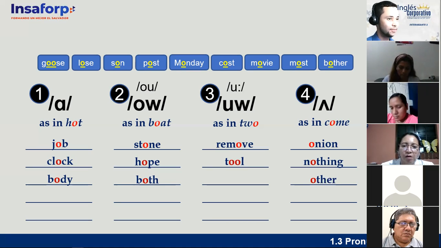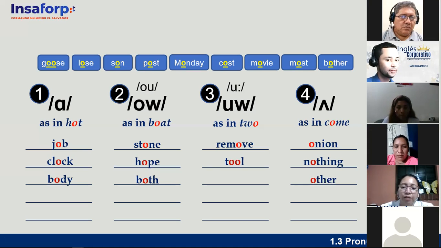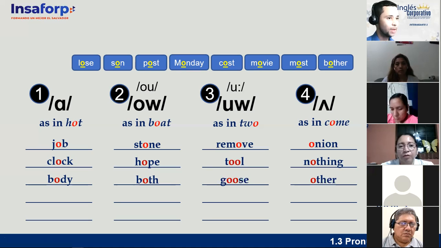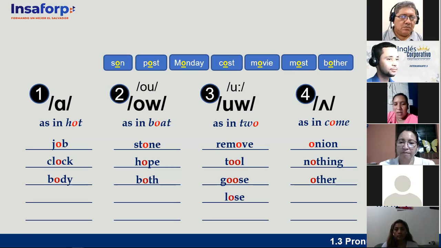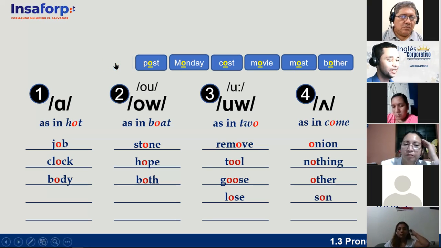What about goose? Rodrigo. Three. Number three. Correct. It's goose. Great. What about the next one? Lose. Number three, Zulma says. That is correct. Very good. What about sun? Rodrigo. Two. Number two. You sure? Do we say sun or sun? Four. Number four. Let's see. Yeah, that's right. It's number four. Okay, it's sun. Great.